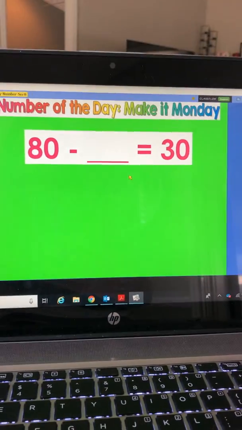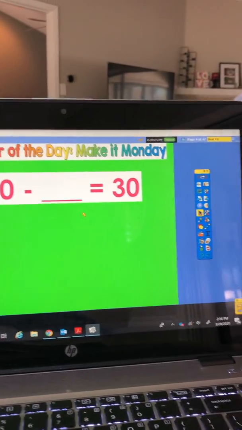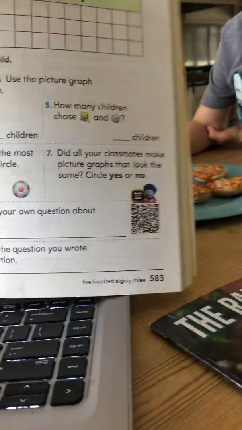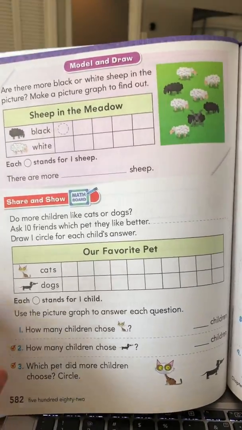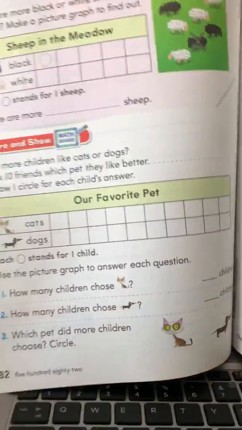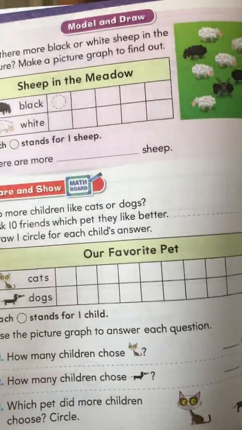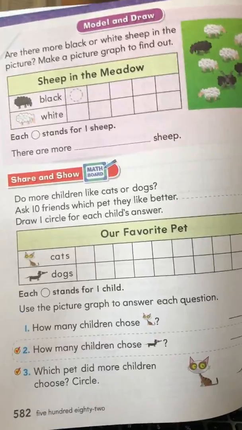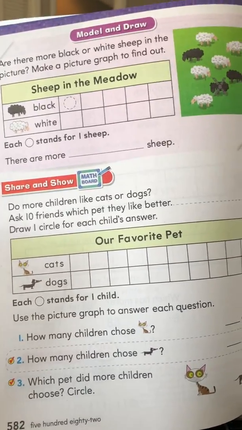Okay, we're going to get started with our Go Math for today. I'm going to do the lesson with you, and then you are going to do your online work. So we are still working on graphs. Today we are going to be drawing the pictures on the graphs.